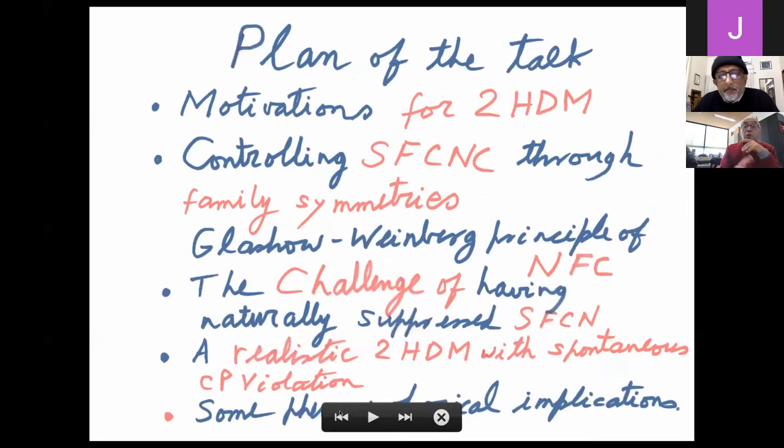This is nothing. So what is the plan of the talk? I will start talking about something that everyone knows, motivation for 2 Higgs doublet models, and then controlling, this is a crucial point, controlling scalar flavor changing neutral currents through family symmetries. Because one of the problems of multi-Higgs is to have flavor changing neutral currents.